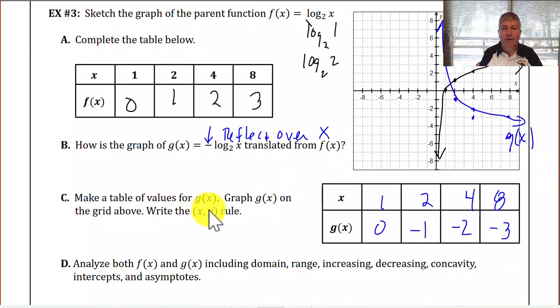Question C, make a table of values for g of x and graph it. Well, I've already graphed it. In our table of values, we said our positive y's would become negative y's. So write the xy rule. Our xy rule would just be x, comma, the opposite of y.